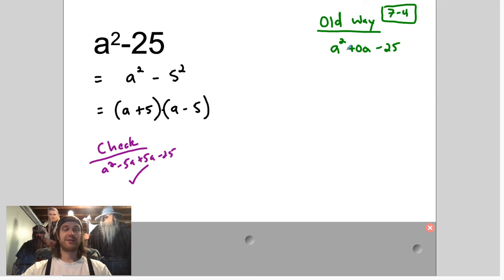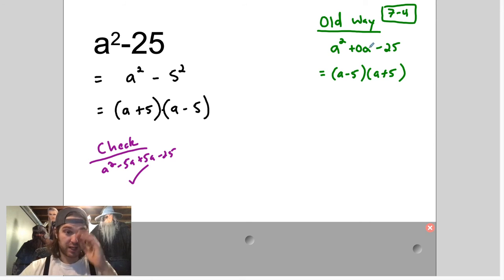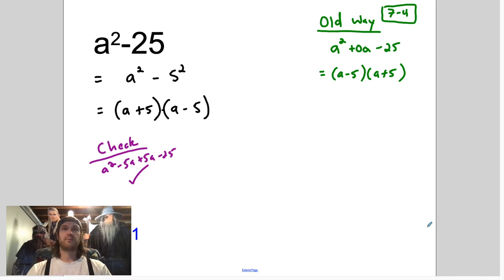So if we're following the steps we did in 7.4, we're looking for two numbers that multiply to negative 25 and add to 0. Well, two numbers that multiply to negative 25 and add to 0 are 5 and negative 5. So you can use the conventional method here, and it's fairly easy, but you have to think about that middle coefficient being 0 for that to make any sense. So the old way still works.